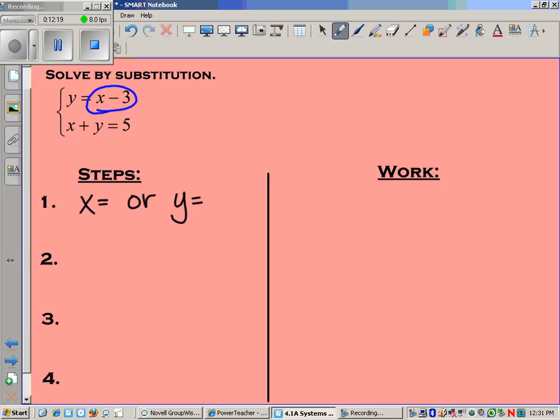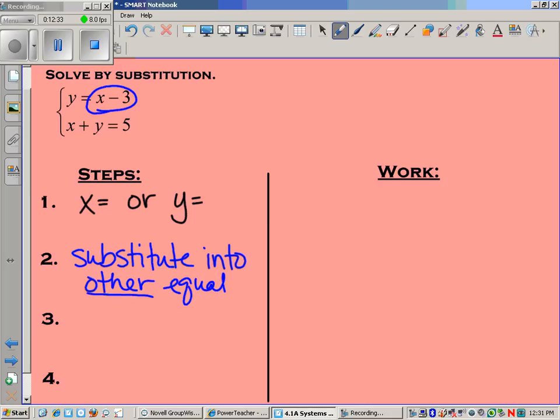Now that our first equation says x equals or y equals, our second step is we're going to substitute that stuff into our other equation. Our first equation says y equals x minus 3. We're going to take that x minus 3 and substitute it in for our other equation. Are we going to substitute it in for x or for y? We're going to substitute it in for y because that's what it says it equals.